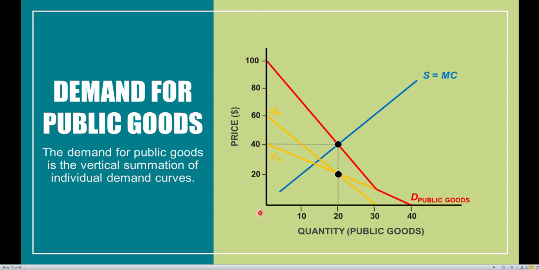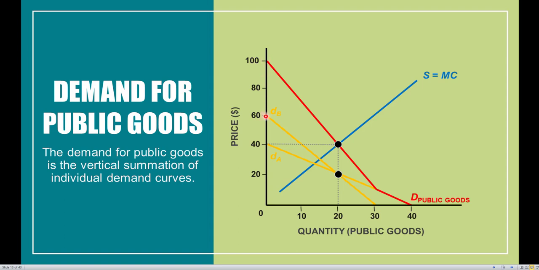So at a quantity of 0, what is the price each of these people are willing to pay? Person A is willing to pay $40, person B is willing to pay $60, so using vertical summation at a quantity of 0, we add up the price. 40 plus 60, so therefore the price is equal to 100. So starting off at a quantity of 0, the market price is going to be 100. That's vertical summation for you.